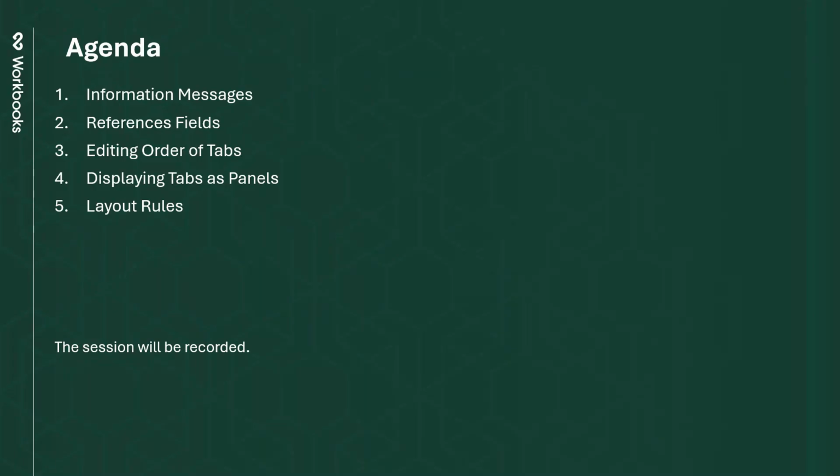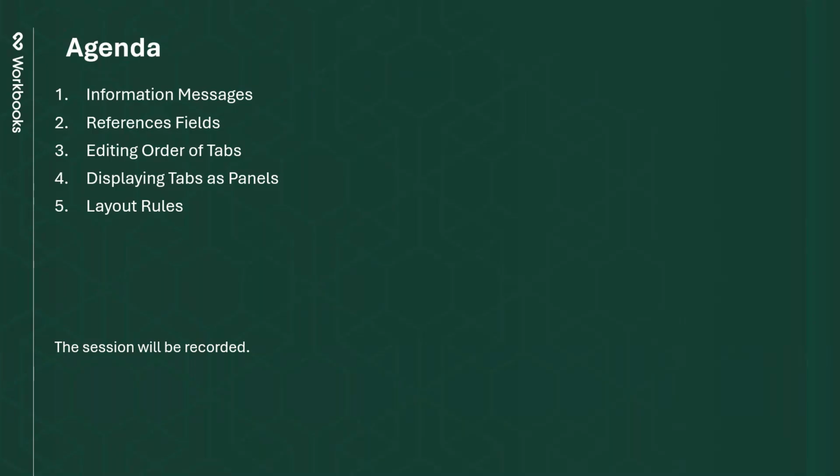Next, we'll cover reference fields. Reference fields allow data from one record to appear on another. For example, you might want to display information about a person's employer directly on the person record, or show details about a prospective customer on an opportunity record. This helps surface key information without users having to navigate away.